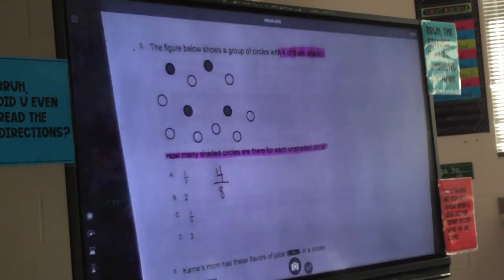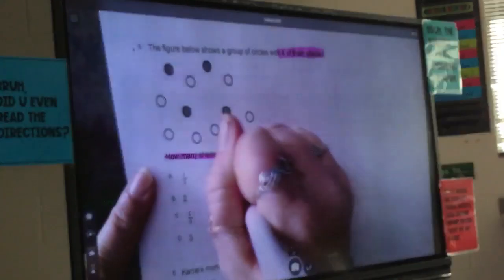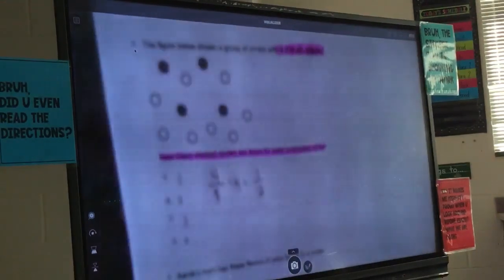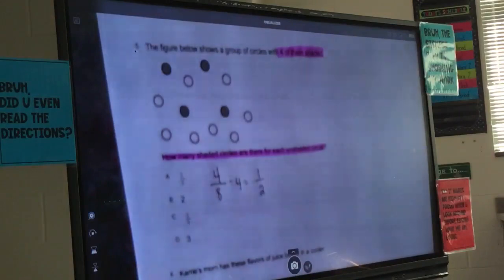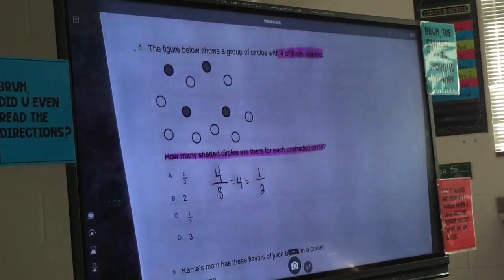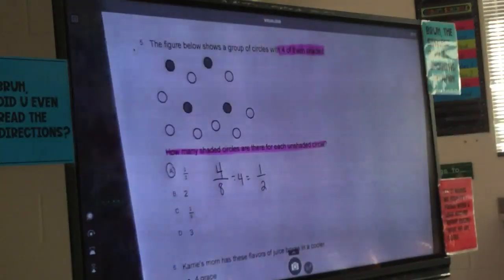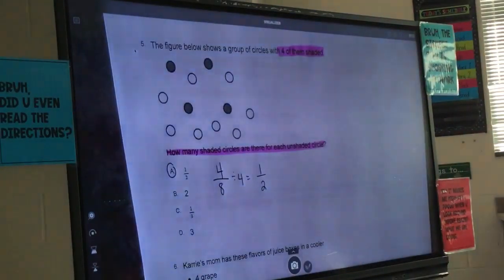Okay, and then looking at our answer choices, we obviously don't have that, so what do we have to do with 4 to 8? Silas, H. 5. Okay, which gives me 1 to 2. So this is saying for every one shaded circle, there are 2 unshaded circles. Okay, that's what this one is saying. So your answer should be A. Again, please make sure that if you did not do this one, that you make sure it's correct, you annotate it, and you solve it.